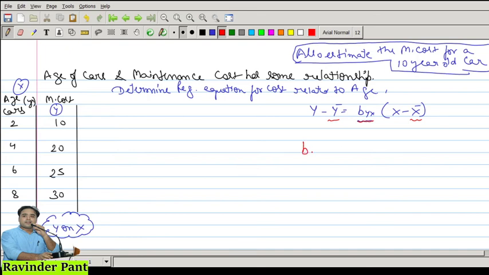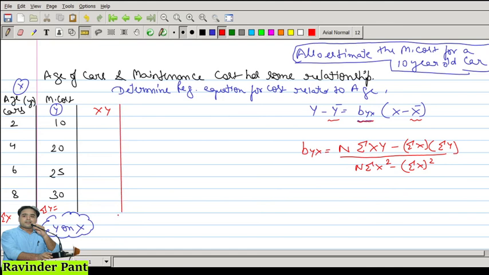For that we need to write this expression. This expression says n summation xy minus summation x times summation y, and n summation x square minus summation x whole square. So what all we need is summation x, summation y, summation x square, summation xy. So from here you can get summation x, summation y here, multiply these two and you will get your summation xy.